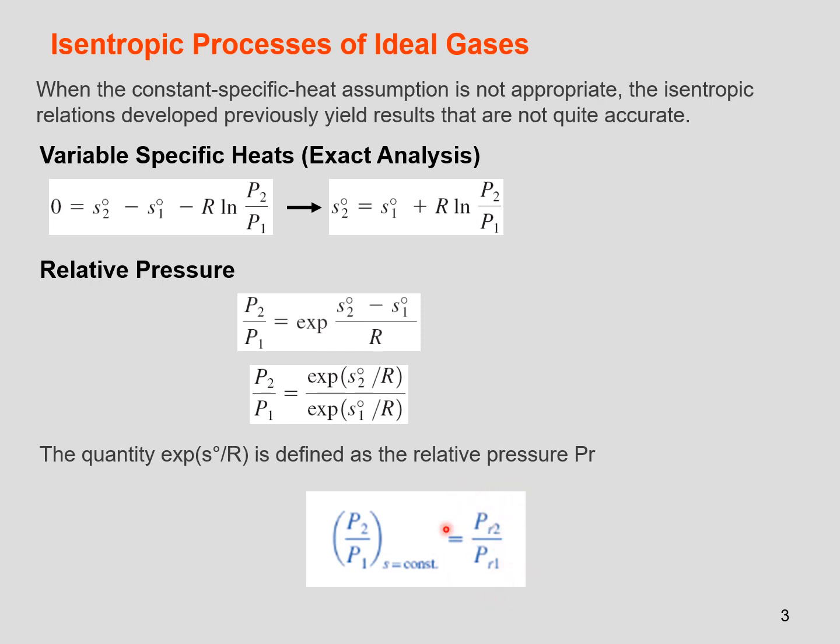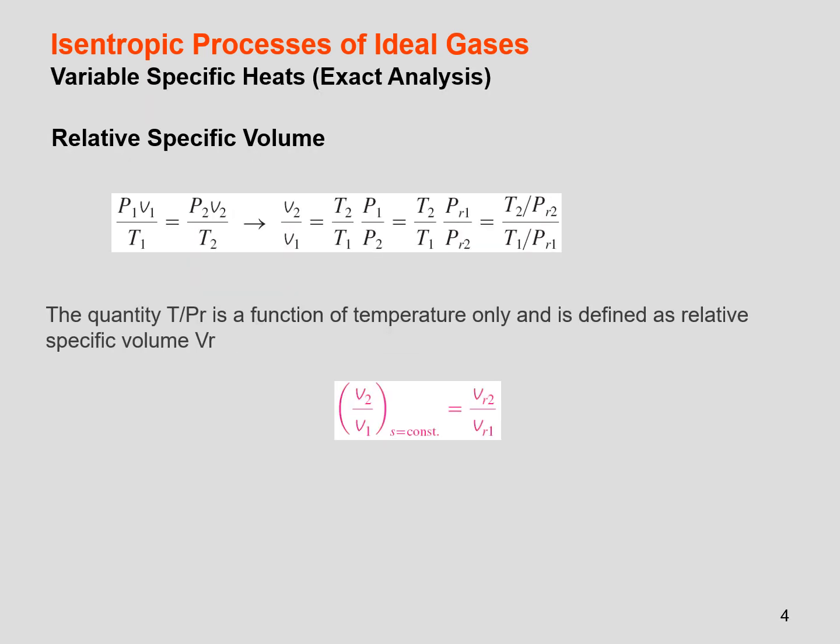These relative pressures are in the tables, and I'll show you how to use them in a couple of examples. You can also do the same thing and get what's known as a relative specific volume. You take the ideal gas law, solve for V2 over V1, and you end up with a ratio of T over P, which is defined to be a relative specific volume. Again, we'll go through this in example problems.